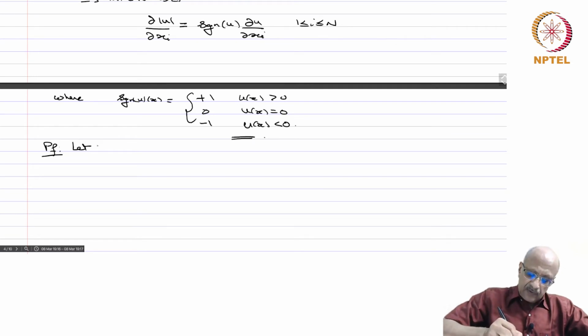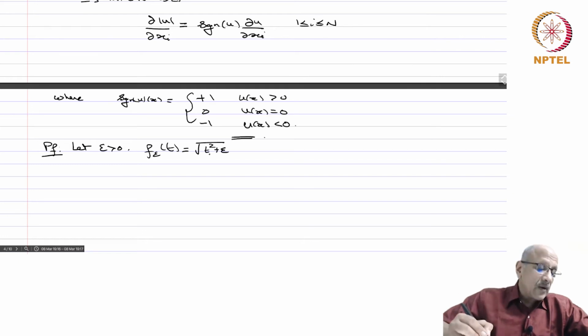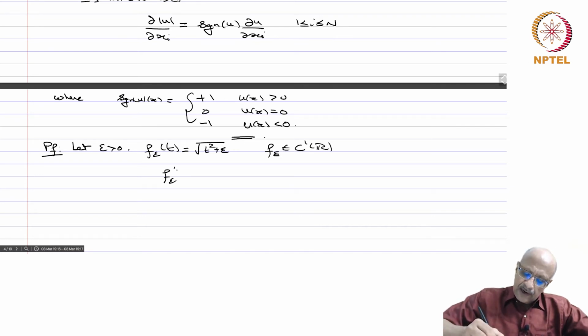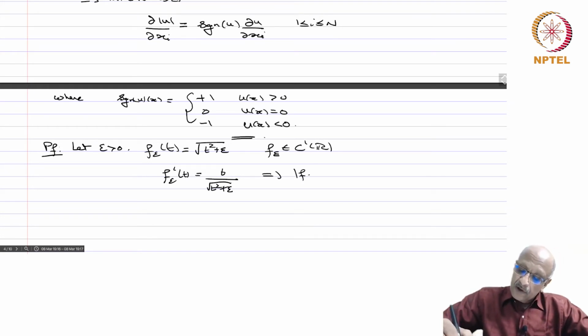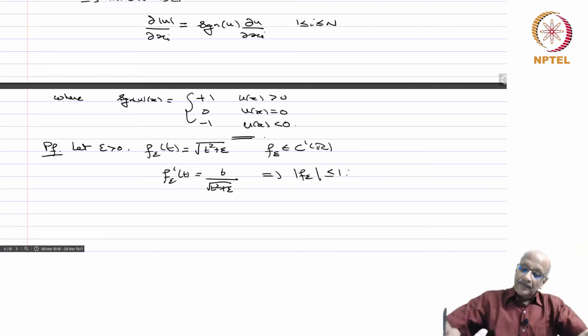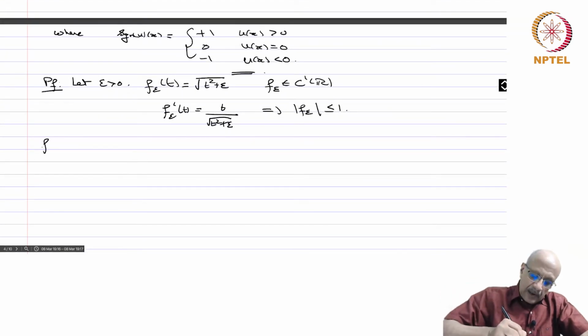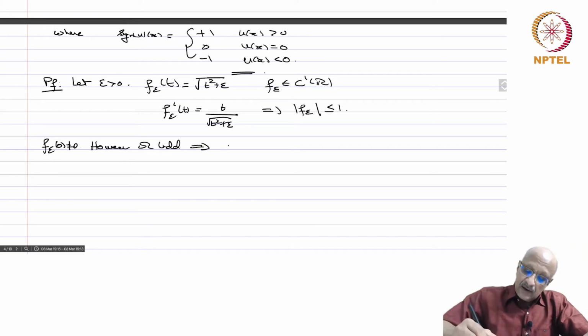So let epsilon be a small positive number, and define f_epsilon(t) equals the square root of t squared plus epsilon. Then f_epsilon belongs to C^1(R), and f_epsilon'(t) is t over the root of t squared plus epsilon, and this shows that |f_epsilon'| is less than or equal to 1. f_epsilon(0) is not 0, of course. However, Ω bounded implies that the chain rule applies.